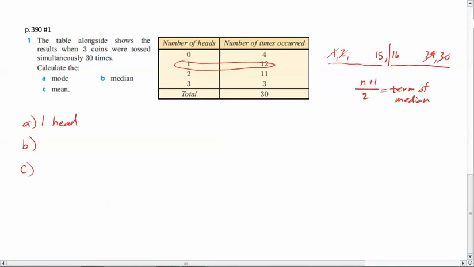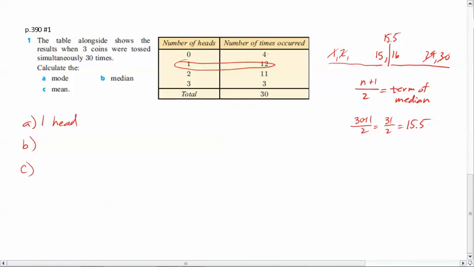Okay, now if we find the center, it would be between the 15 and 16, which is essentially 15.5. Same thing would happen here. If I took 30 and added 1 and divided by 2, I'd get 31 over 2, which is 15.5. So that means I need the 15.5th term, which is halfway between term 15 and 16.